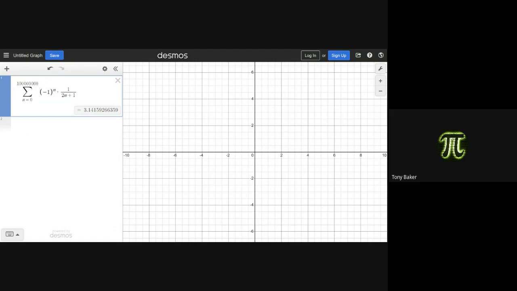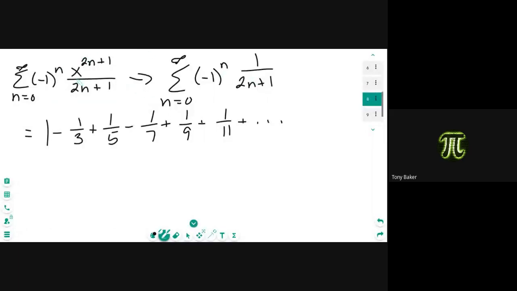We took the series that we just did, and I plugged in x as 1. What's the arctangent of 1? First of all, arctangent is giving me the angle, not the answer. So arctangent of 1 is pi over 4.